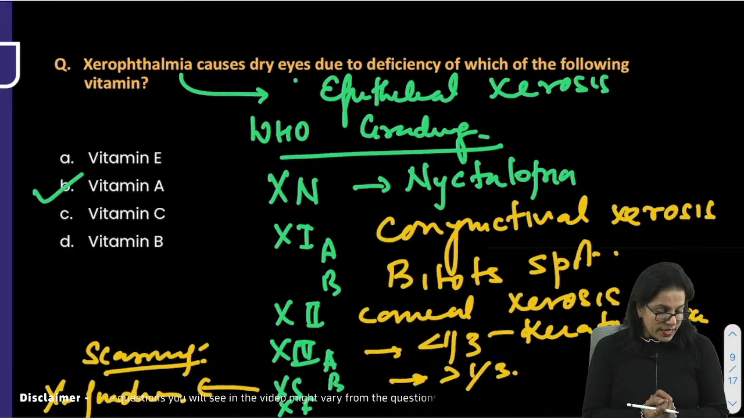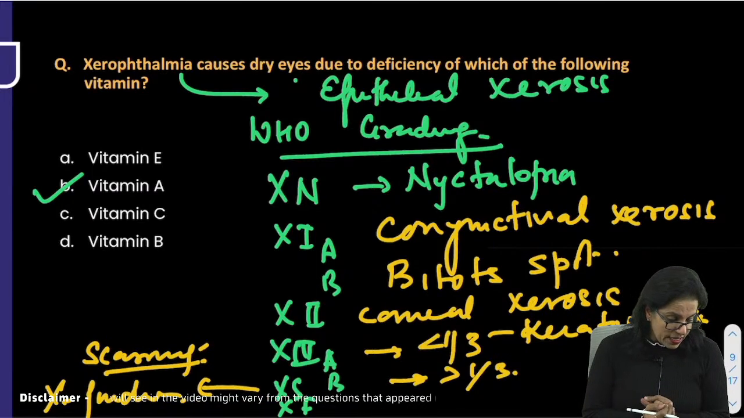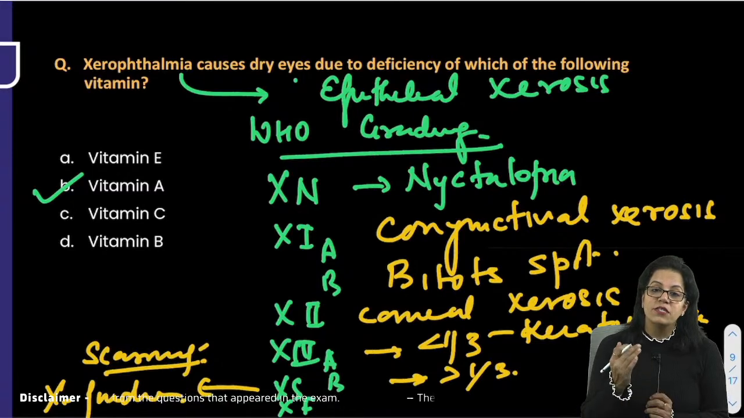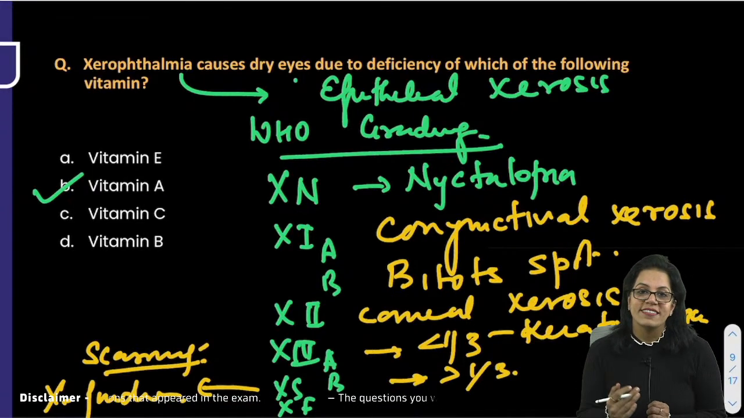So for the vitamin A dose, if they have asked you, then what will you write? If your patient is more than 1 year old, they must have mentioned the age of the patient.